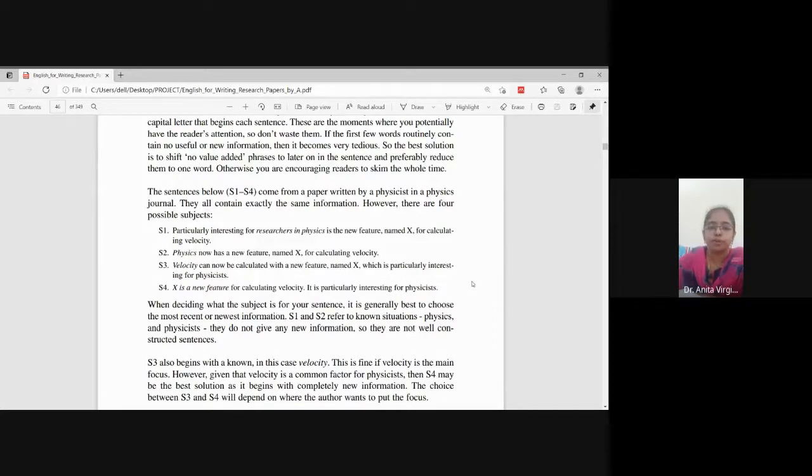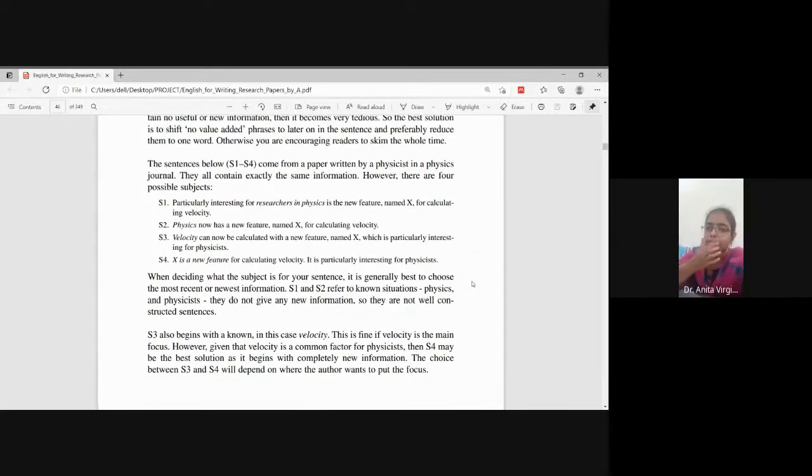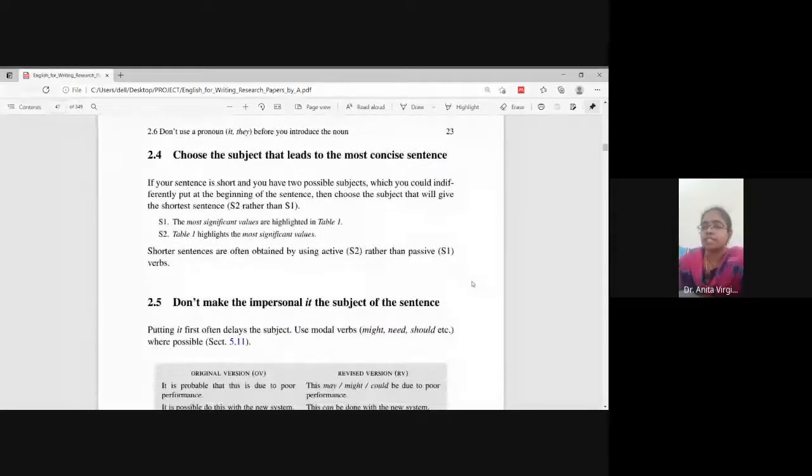Okay, we can come to 2.4. Choose the subject that leads to the most concise sentence. If your sentence is short, and you have two possible subjects which you could indifferently put at the beginning of the sentence, then choose the subject that will give the shortest sentence. We have two sentences here, S1 and S2. The most significant values are highlighted in table 1. Table 1 highlights the most significant values.